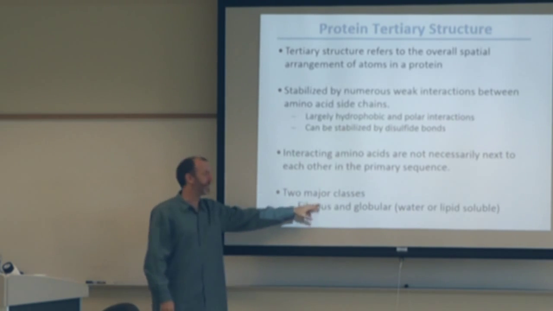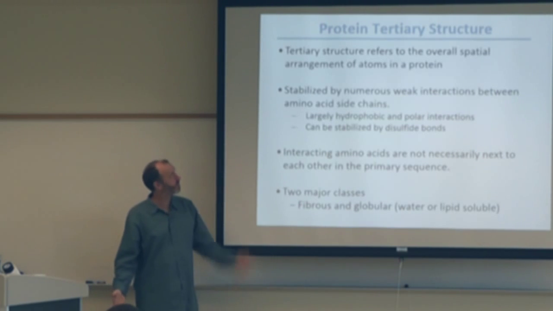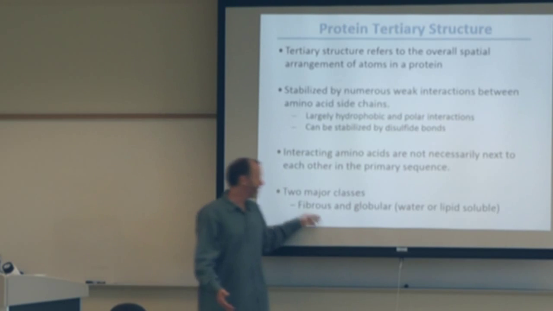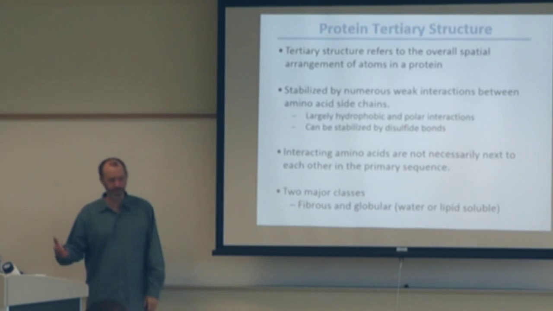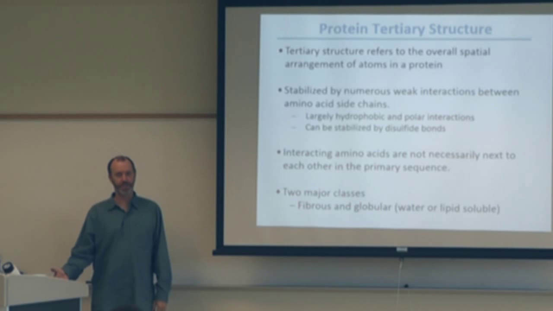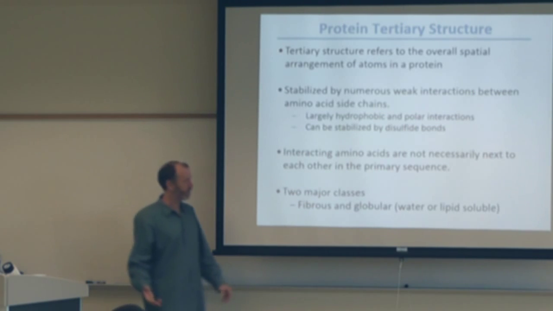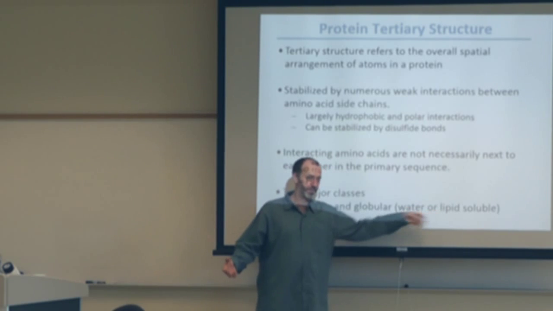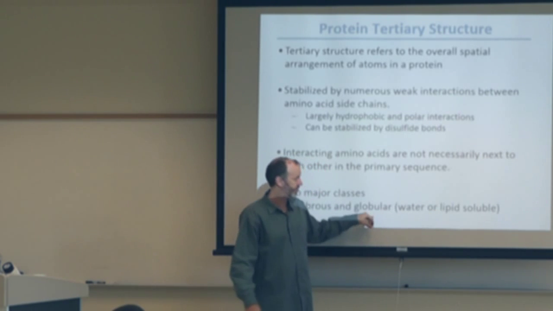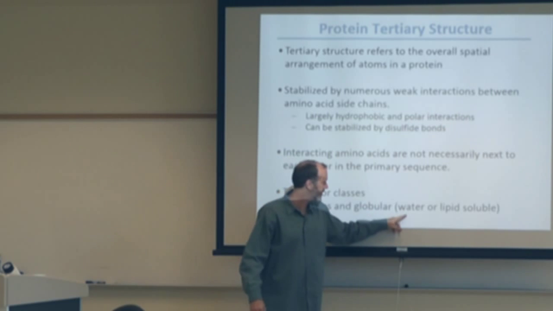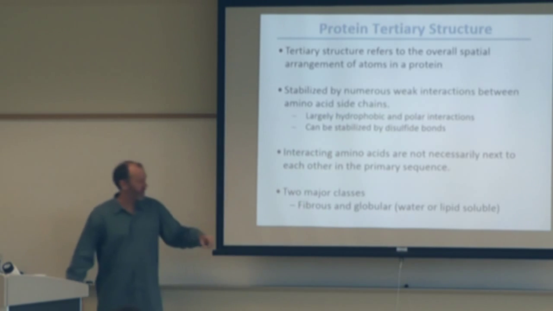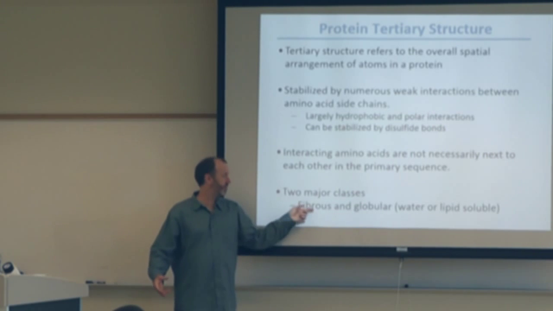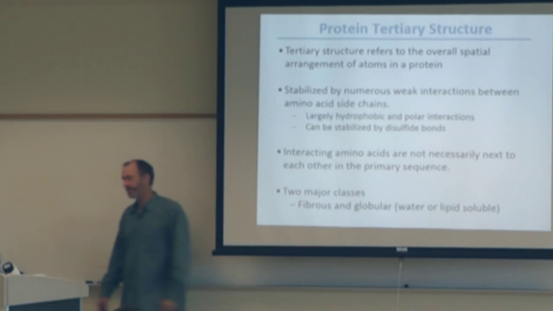And there are 2 major classes of proteins of tertiary structure, fibrous and globular. Fibrous are often involved in structure, so they're not too soluble in water, whereas globular are often soluble in water, or lipid soluble if they're buried in the lipid membrane. They're kind of reverse, like cells at that point, right? In globular, the majority of enzymes are going to be globular proteins. Structural proteins are fibrous.